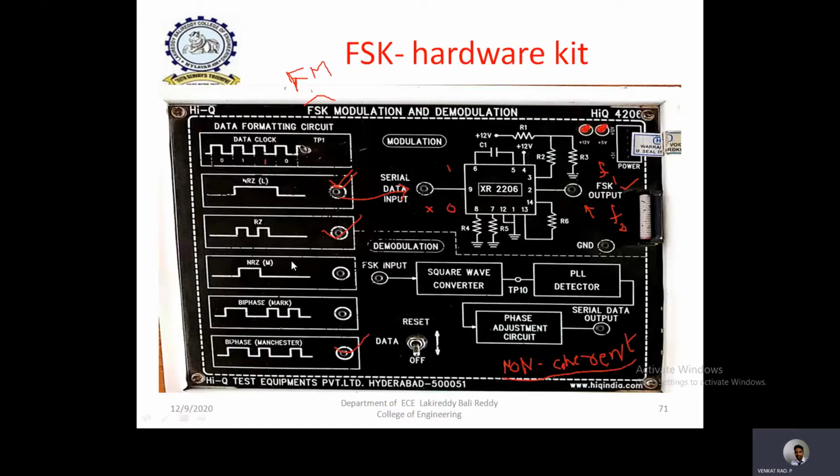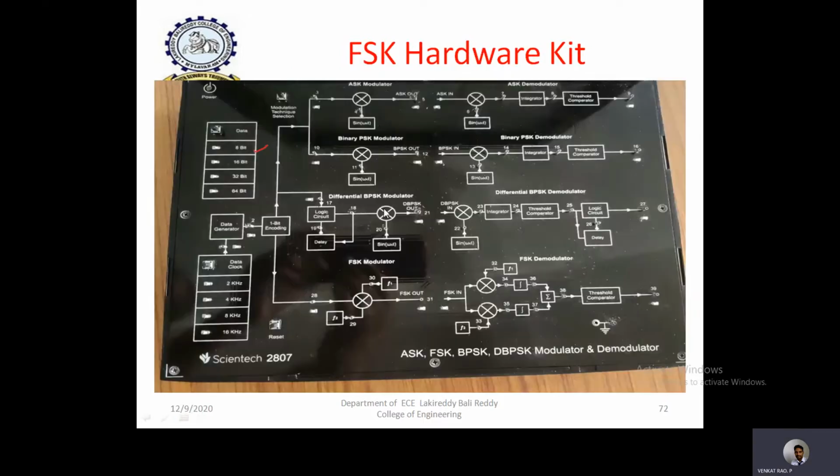So here in our laboratory, different types of hardware kits are available. So we can use any one of them in order to produce the FSK output. For example, here I have mentioned 3 images of hardware kits. This is one type of hardware kit image from IQ company, and this is another image which is a general hardware kit we used for generating different types of modulation experiments.